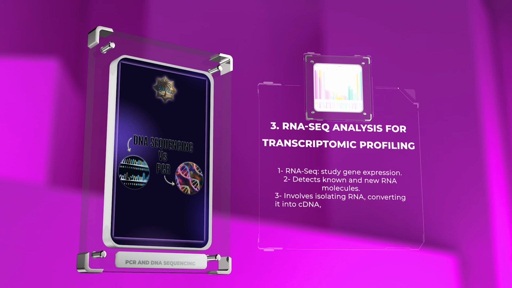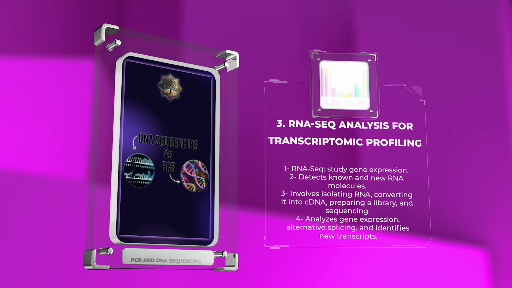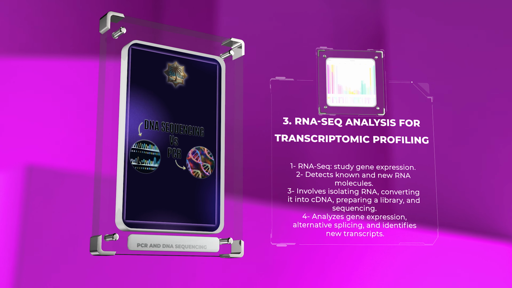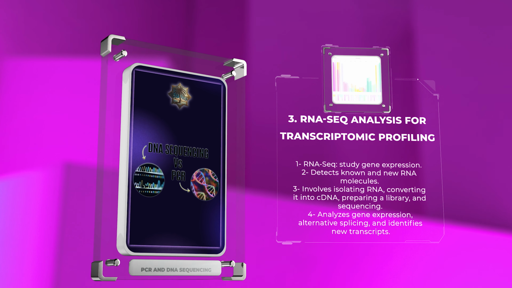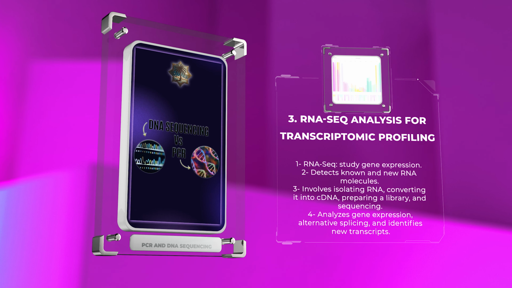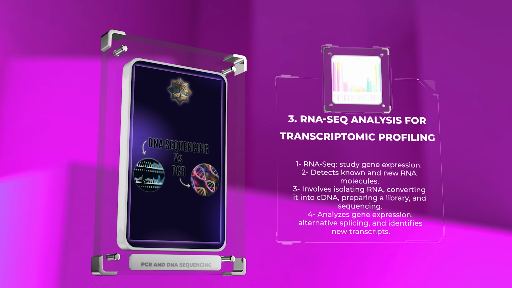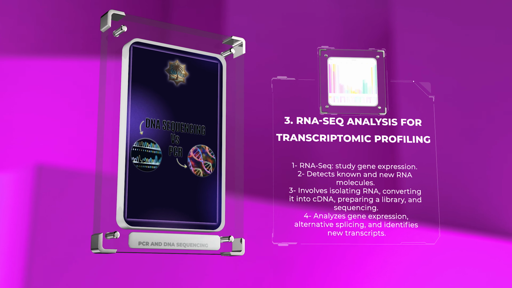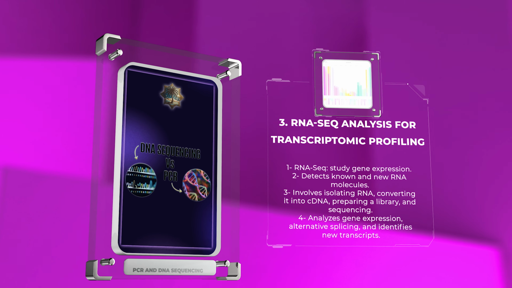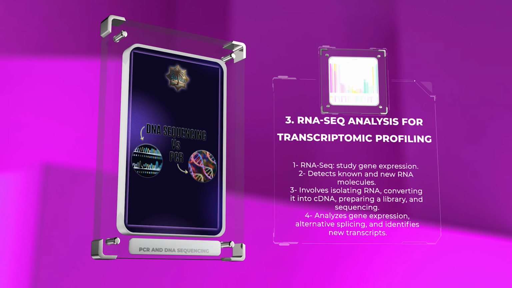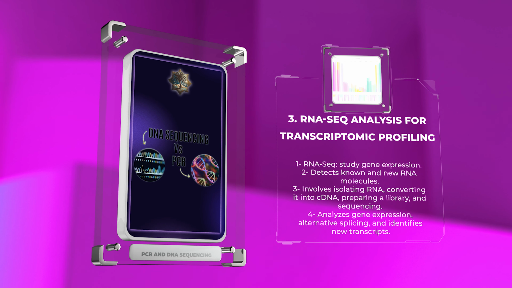RNA-seq is a powerful technique used to study gene expression. It can detect both known and new RNA molecules in a sample. This method involves isolating RNA, converting it into cDNA, preparing a library, and sequencing. The resulting data can be analyzed to understand gene expression, alternative splicing, and identify new transcripts. RNA-seq has revolutionized our understanding of biology and disease.